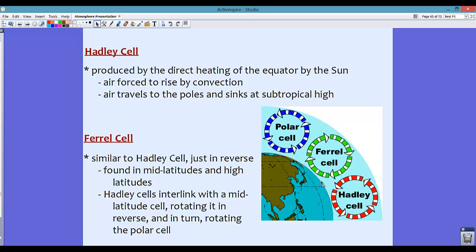Now your Hadley cell, which is in red, is going to interlink with the mid-latitude cell, this Ferrel cell right here. It's going to rotate it in reverse, and in turn it's going to rotate this polar cell. Think of it as gears. As this gear turns, it's going to force this gear to turn in the opposite direction. And as this gear turns, it turns that polar cell. So think of them as gears. They're all working together to redistribute the heat around Earth's globe.